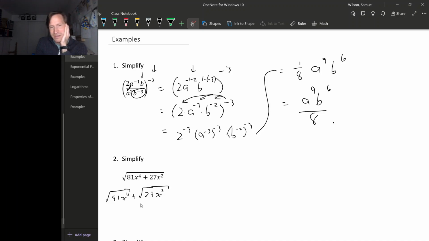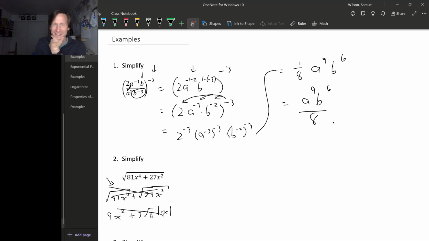And then there's further simplifying. You can do square root of 81 is 9, square root of x to the 4th is x squared, plus square root of 27 is 3 root 3, I think. And then square root of x squared is absolute value of x. But again, this is false.